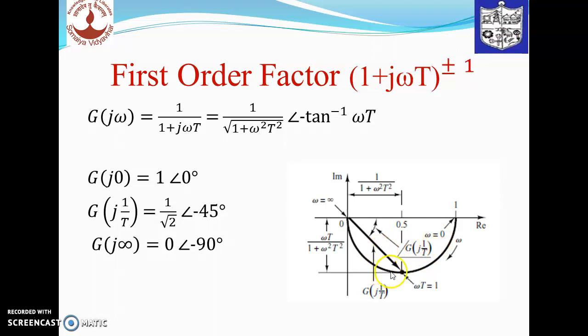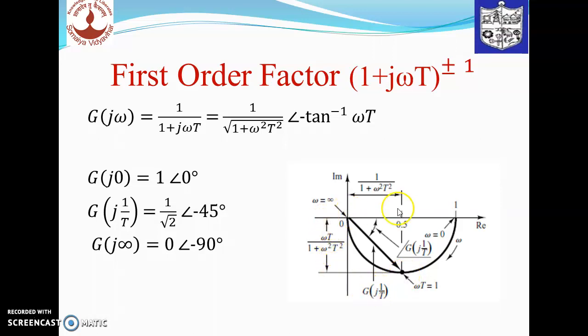And for clarity, I'll find one point in between. I'll take omega equal to 1 by T, that is same as ωT equal to 1. My magnitude will be 1 by root 2 and the angle will be minus 45. So I'll draw a vector of magnitude 1 by root 2 at an angle of minus 45. So I got this in-between point.